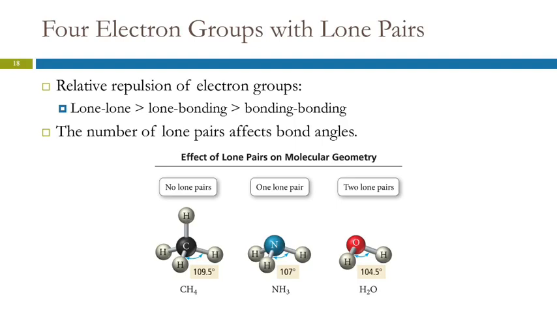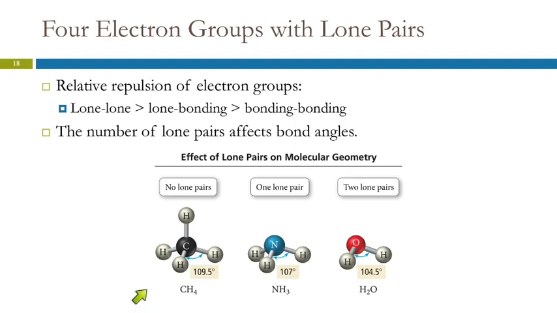We should understand the relative repulsion of these different electron groups. 2 lone pairs are going to repel each other the most, which makes sense because they take up the most space. A lone pair and a bonding pair is sort of intermediate in repulsion, and 2 bonding groups are going to have the least amount of repulsion towards each other. So the number of lone pairs affects the bond angles.